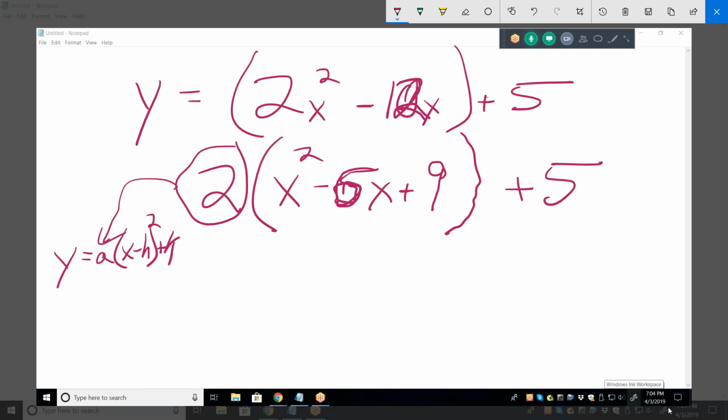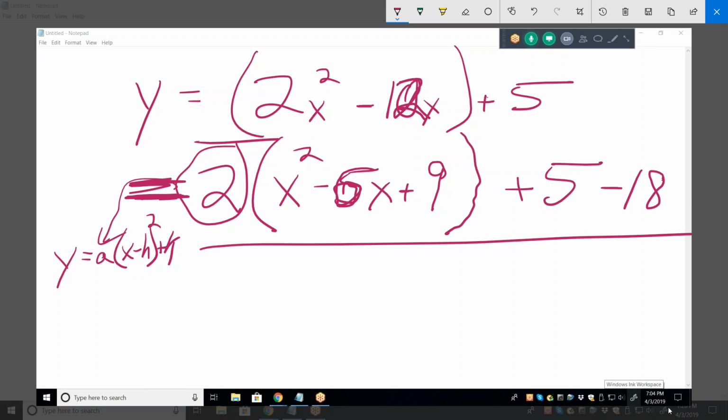Now, how do I balance it? Because I just wrote in 9. Can't just arbitrarily add numbers to the right side. You have to minus 9. Well, actually, how much did I add to the right side of the equation when I put that 9 in there? What's that 9 being multiplied by? 2, so it'd be 18. So to balance it, I have to subtract 18. Now this row is identical to that row.